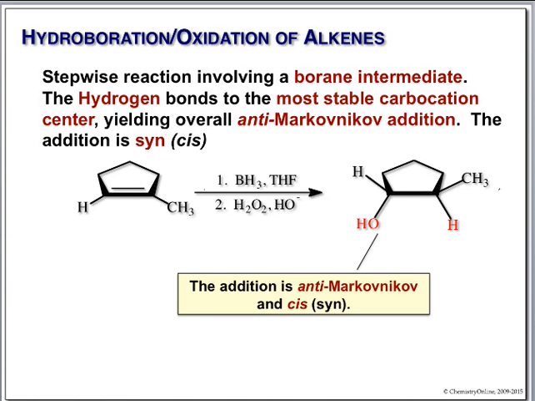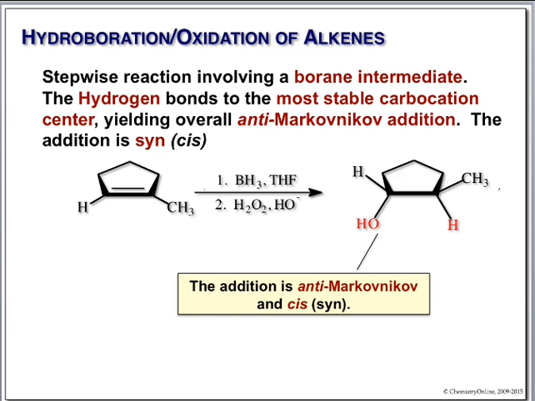Here we have our methylcyclopentene. This is our tertiary carbon, there's our secondary. Our reaction conditions, we simply react with BH3, usually in a solvent like tetrahydrofuran, THF. Second step in the reaction, we're going to add peroxide with a bit of base in it. We wind up with an alcohol. The hydrogen and the OH are on the same side of the molecule. That is, they're syn or cis. Our regiochemistry, instead of bonding to the tertiary carbon, we bond over here to the secondary carbon. Anti-Markovnikov and cis.